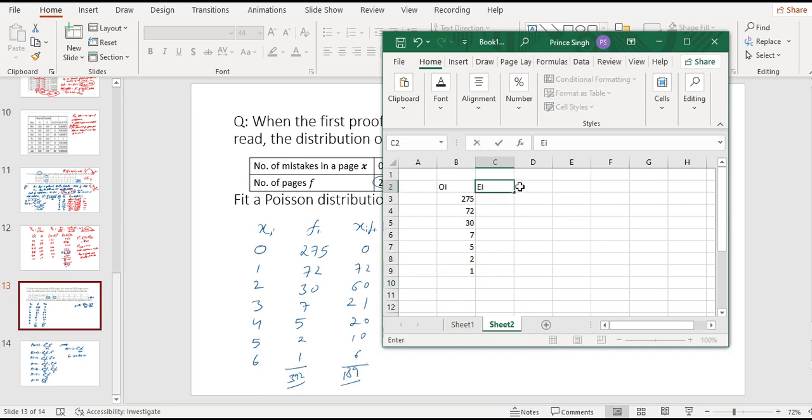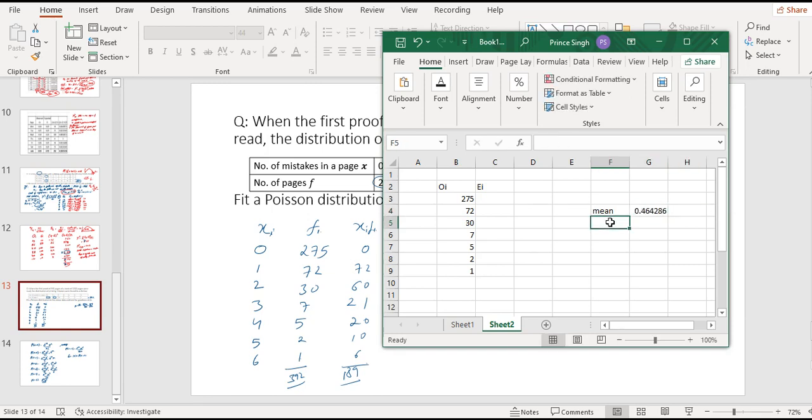For the expected frequency, firstly we need to calculate the value of mu. So what is the value of mu? What I need later is observed minus expected frequency, its square, right? But firstly we need to calculate the expected frequency. Let us firstly calculate the value of the mean. The mean is equal to 189 by 392.